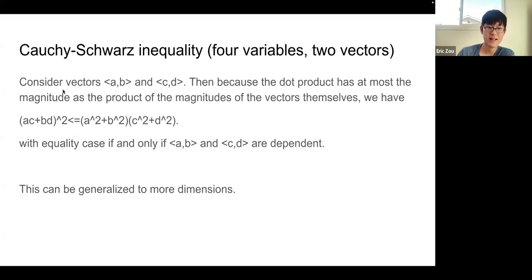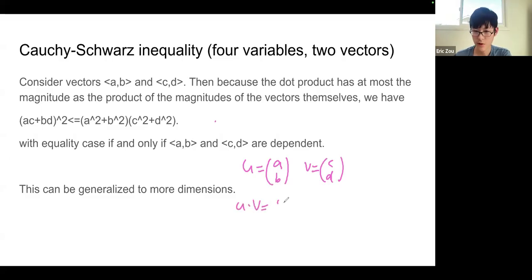All right, so applications of the previously discussed thing, u dot v equals u norm times v norm times cosine theta. So we have u equals (a, b) and v equals (c, d). We can write it as u dot v is equal to the norm of u times the norm of v, and then times cosine of theta.